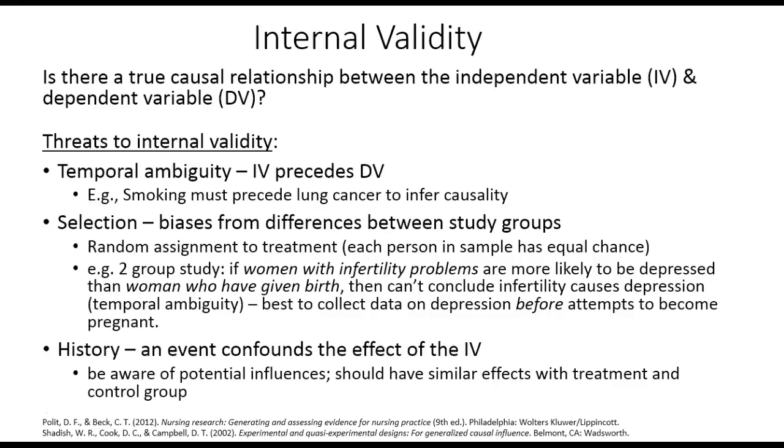So if we wanted to look at how depression relates to this idea of infertility or giving birth, you'd have to back up and collect that data on depression before women attempted to become pregnant, before that assignment to two groups. So you had this data on depression prior to those two groups naturally forming due to issues with fertility or infertility problems.